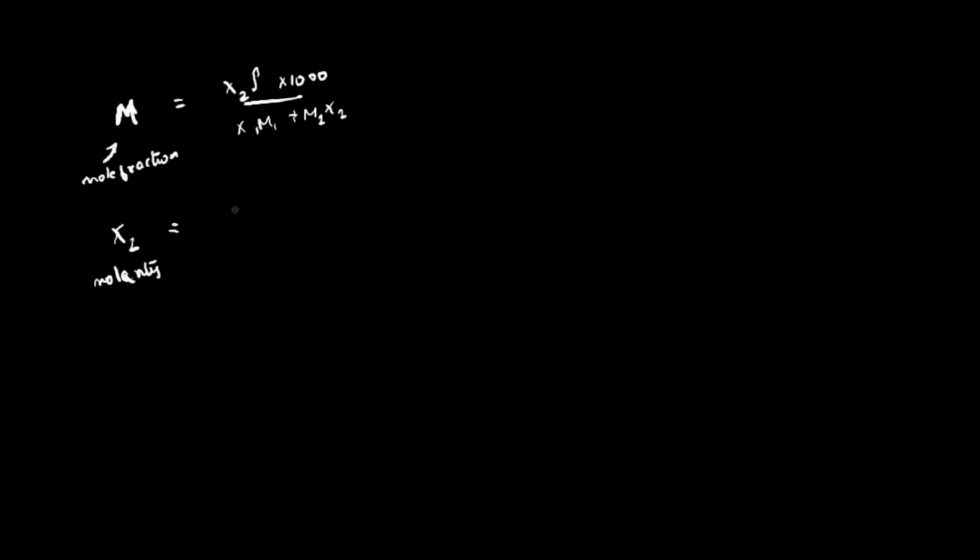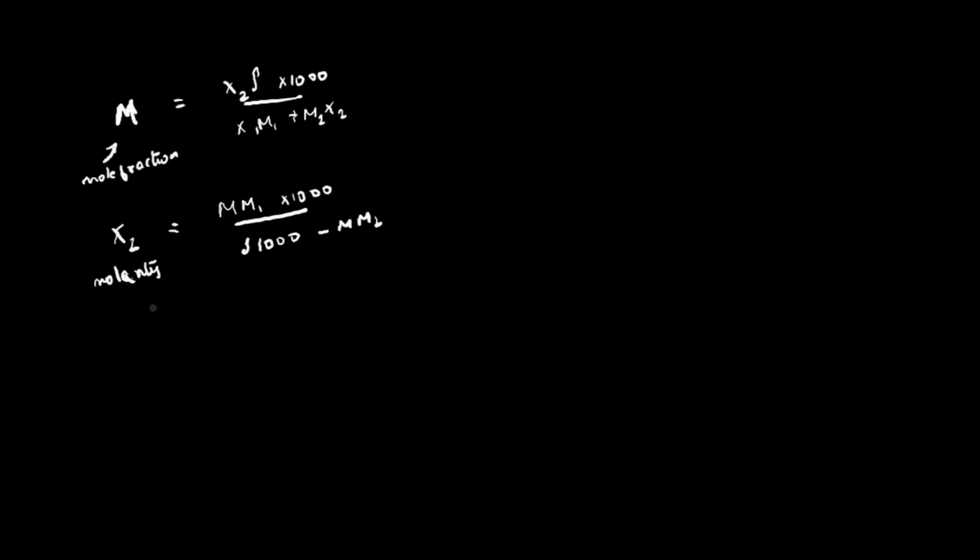Next you have molarity to mole fraction. So I want to find mole fraction from molarity. So again it is molarity into mass of first compound into 1000, divided by density into 1000 minus molarity into m2. m1 and m2 are the masses.